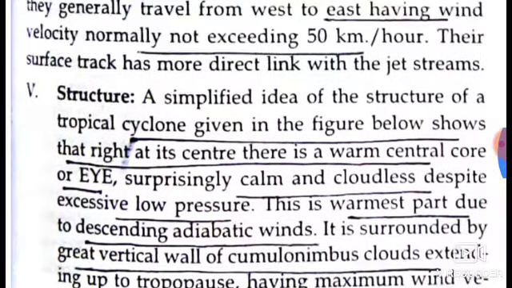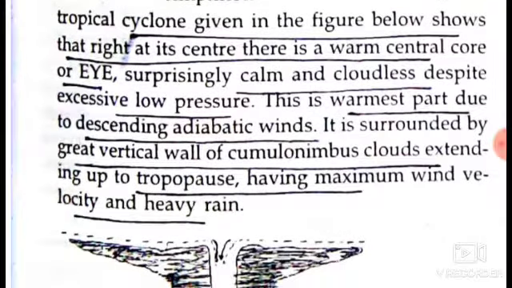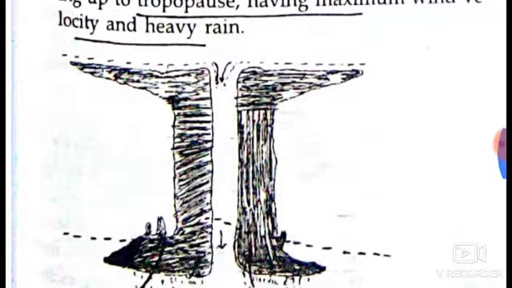Structure: the simplified idea of the structure of the tropical cyclone given in the figure below shows that right at its center there is a warm central core or eye. Surprisingly, calm and clear skies prevail despite extremely low pressure. This is the warmest part due to descending adiabatic winds. It is surrounded by a great vertical wall of cumulonimbus clouds extending up to the tropopause, having maximum wind velocity and heavy rain.